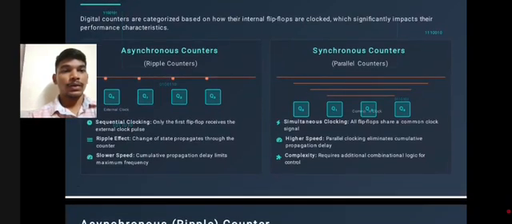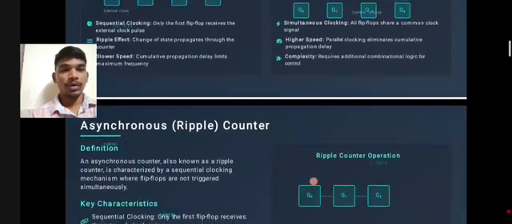Synchronous counter. Simultaneous clocking: all flip-flops share one common clock signal. Higher speed: parallel clocking eliminates cumulative propagation delay. Complexity: requires additional combinational logic or control.